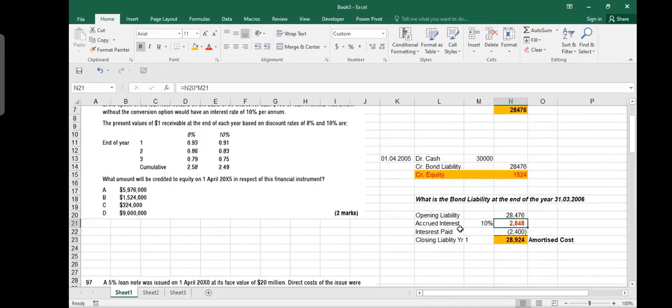And how do you record it? If you have to make the double entry for this interest expense, you would say debit finance cost, credit bond liability with the amount which is 2848. So if they had asked us what is the interest expense with reference to this financial instrument in the first year, the answer is 2848. Please show the double entry. This is a double entry.